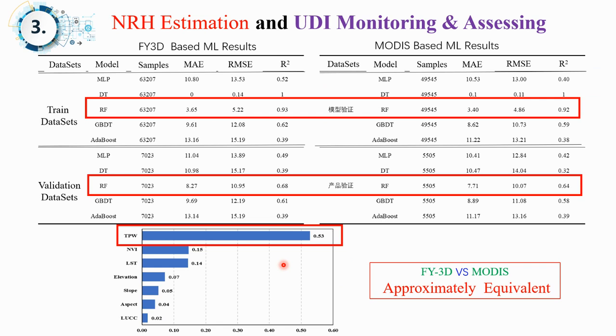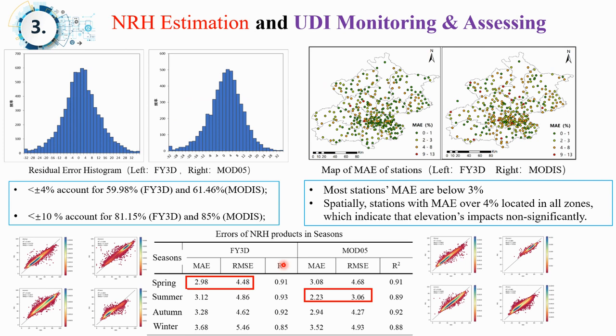Here are the results. In the model, the random forest performed the best, with an RMSE of about 5%, and in the validation, about 10%. Among the variables, TPW contributed the most, over 50%, and only the 3D models are approximately equivalent. We also analyzed the error distribution. We found that the stations with error below 10% account for more than 80%. And in terms of seasonal variation, they are almost close to each other.